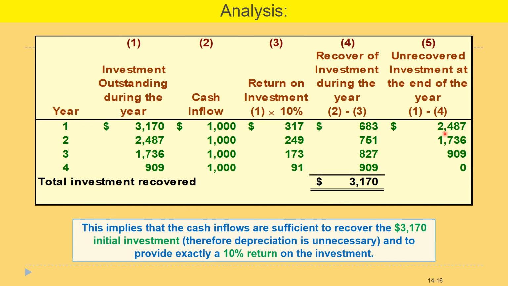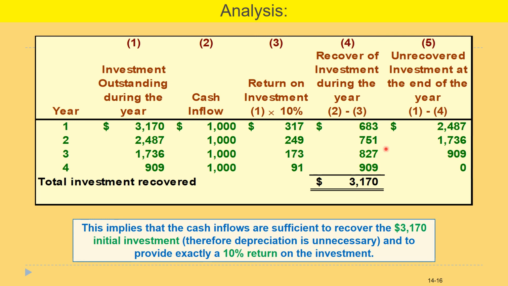And then we bring this 2,487 across here. This is the outstanding cost that will remain. 1,000 coming in year two. Your investment return will be 10% of the 2,487. So we have 249 and 751. Okay, we just round off the figures here. Accountants usually use estimates. This is being done before the project is actually undertaken. So they are projected figures and forecasted. Therefore, you can round them off.